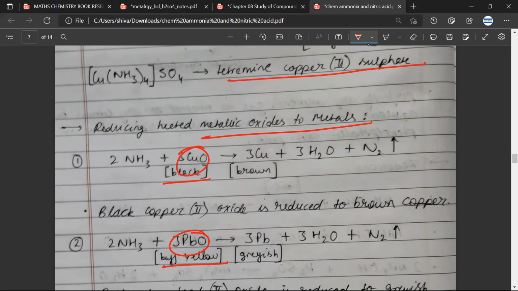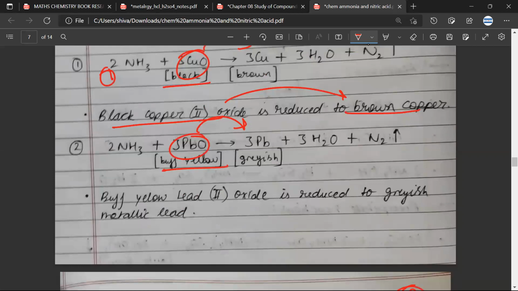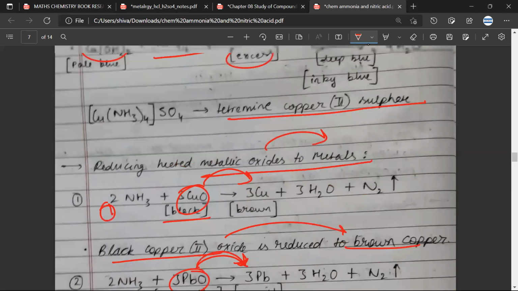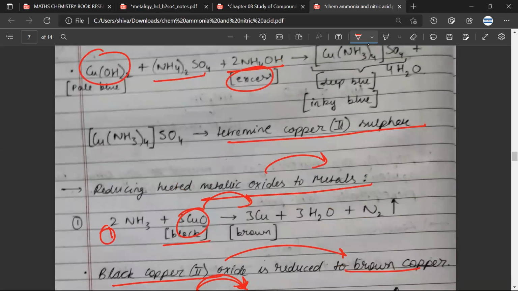So reducing heated metallic oxides to metals, copper oxide, the metallic oxide, is reduced to copper, and lead oxide is reduced to its respective metal, which is lead. So in this reaction, black copper oxide is reduced to brown copper as visible above. And let's move on to the second reaction. Lead oxide is converted to lead. Buff yellow lead oxide, the color is very important, is reduced to grayish metallic lead. So this was the reducing heated metallic oxides to metals.